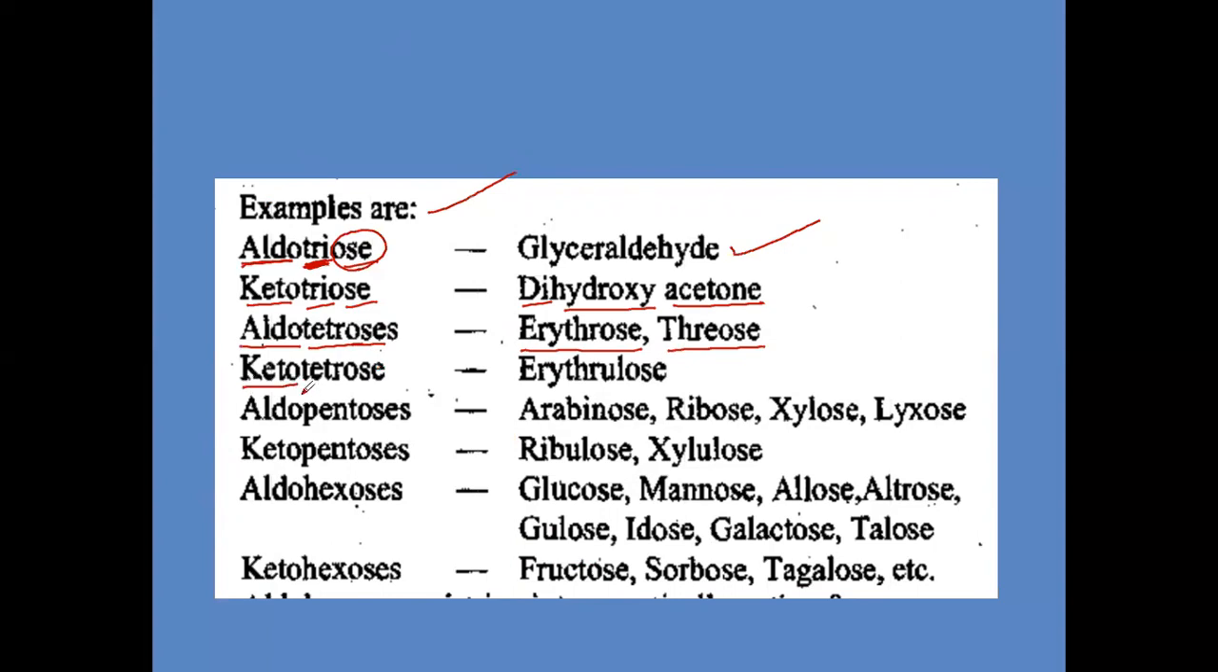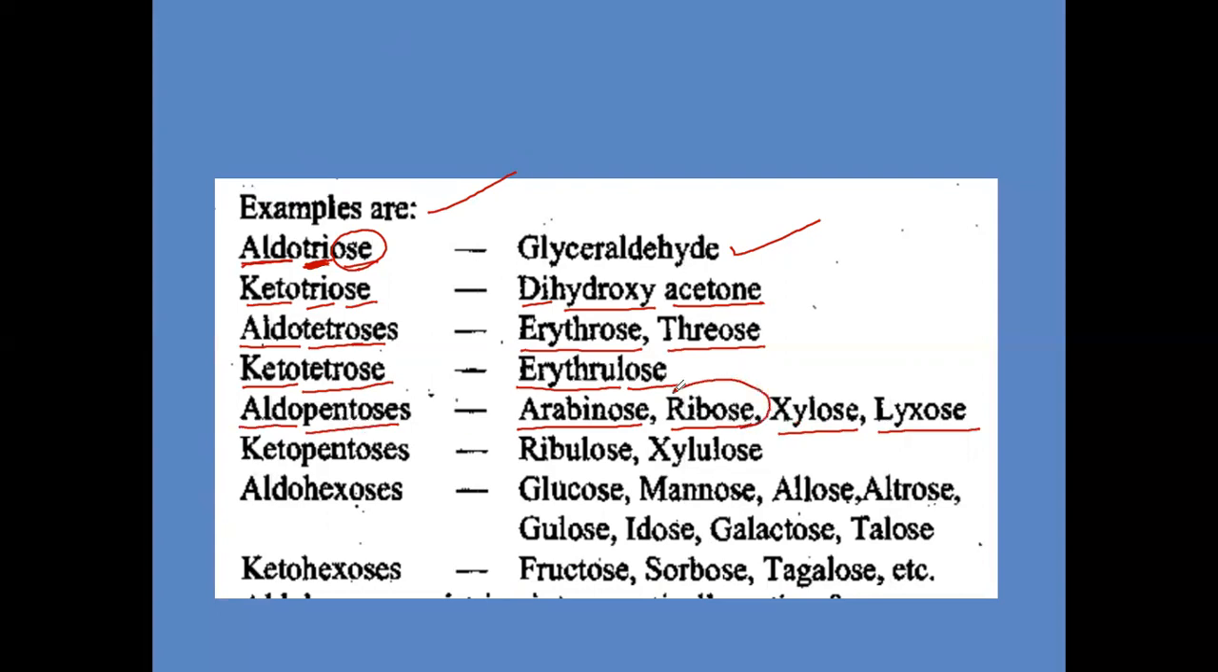Next, ketotetrose. A ketone group will be present in this tetrose. Example: erythrulose. Erythrulose is a ketotetrose, and erythrose is an aldotetrose. Next, aldopentose. Examples: arabinose, ribose, xylose, lyxose. So lyxose, xylose, ribose, and arabinose are examples of aldopentoses.